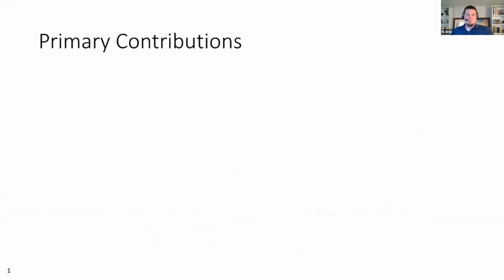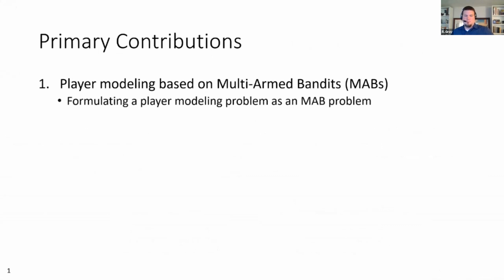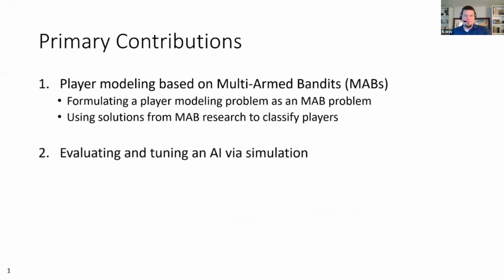The first is an approach toward player modeling based on multi-armed bandits, or MABs, where we will demonstrate how we formulate a player modeling problem as a multi-armed bandit problem, and use solutions from that field to both classify players and individualize a software experience for those players. Second, we demonstrate an approach for evaluating and fine-tuning our AI agent via simulation in preparation for a user study to maximize the value of that user study. But first, let's review some of our core concepts.